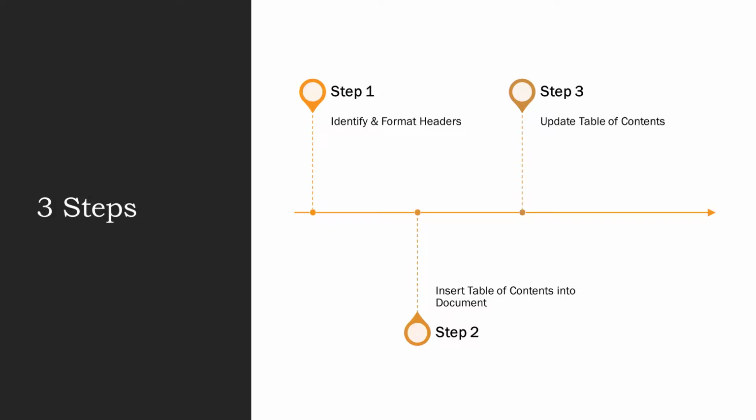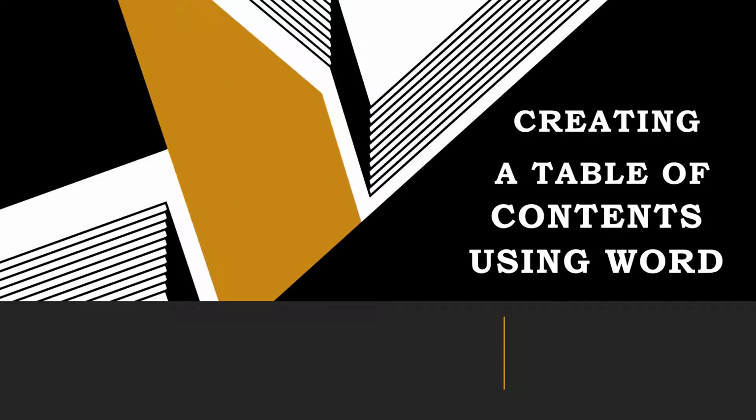So now you know the 3 easy steps to creating an automatic table of contents. Remember, once you have identified and formatted your headers, you insert your table of contents and then merely update it as you make changes to the document.